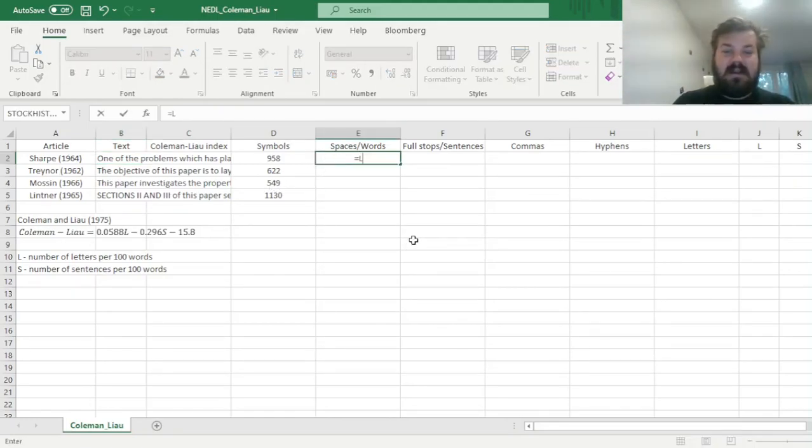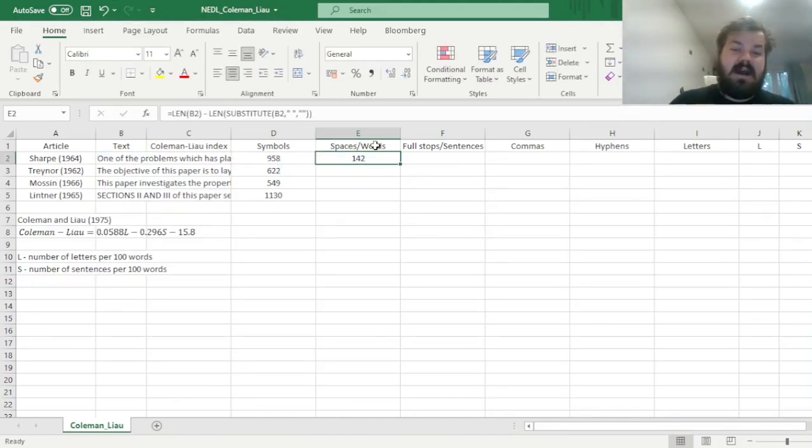To do that, we can simply calculate the difference between the LEN of this particular string and the LEN of a SUBSTITUTE string where all spaces are converted into blanks. And right now, we can see that there are 142 spaces in the Sharpe 1964 abstract, which corresponds to 142 words in this abstract, which is quite a good length for an abstract, isn't it? And we can see that this is roughly the average number of words in the abstract, with Treynor's and Mossin's abstracts being a lot shorter and Lintner's abstract being quite a bit longer.